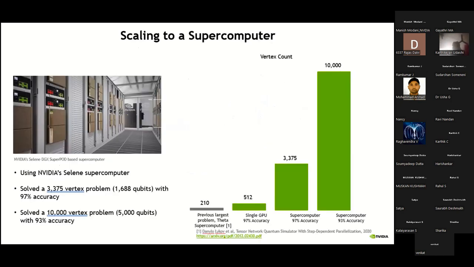We ran this max cut problem, or vertex cover problem, on our Selene system. We solved a 10,000 vertex problem for 5,000 qubits. So we found around 93% accuracy, and we see a significant speedup with that.